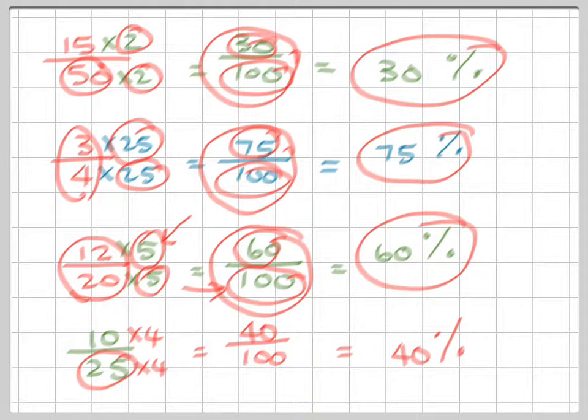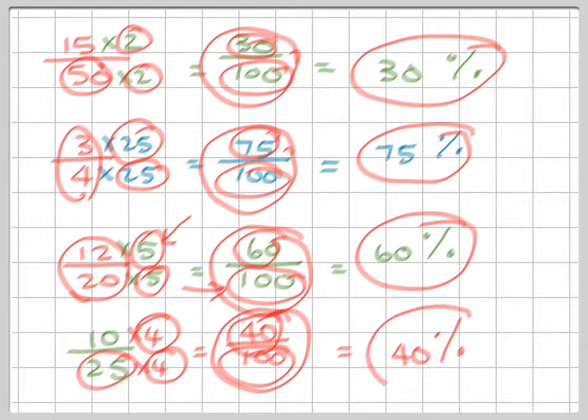We know 25 can go 4 times into 100, so we're going to multiply it by 4 to get it to 100. We're going to multiply the numerator by 4, which gives us 40. We now have 40 over 100. That's 40%. Okay, so now be on the lookout for common factors of 100, and that's the quickest way to convert a fraction to a percent.